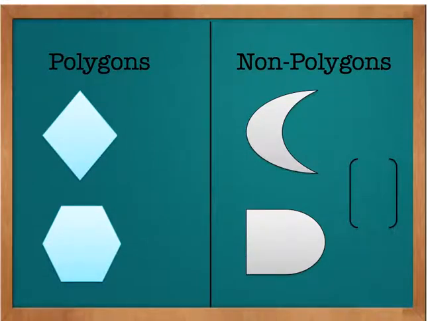As we said earlier, polygons are two-dimensional enclosed shapes made by straight lines, as in the visuals on the left side of the screen. Non-polygons are shapes that don't satisfy the above-mentioned characteristics. For example, a half moon is not a polygon because it's made by a curved line. Brackets look like a polygon, however, it's not a closed shape, therefore it's not a polygon. Lastly, a semicircular rectangle is not a polygon because one end is made by a curved line.